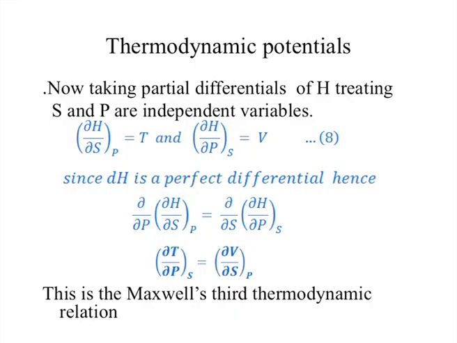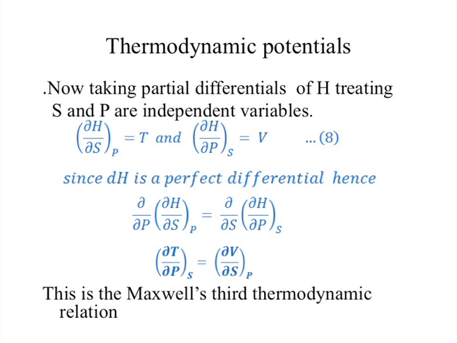Now, taking the partial differentials of H, by treating entropy S and pressure P as independent variables, we can write ∂H/∂S at constant P is equal to T, and ∂H/∂P at constant S is equal to V.